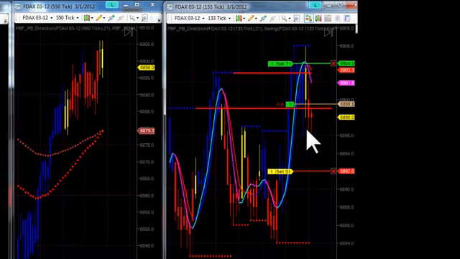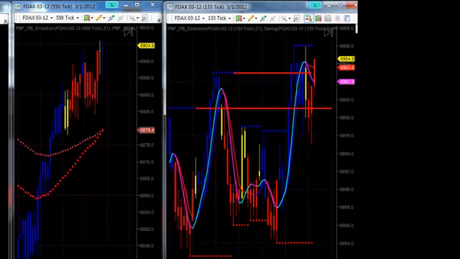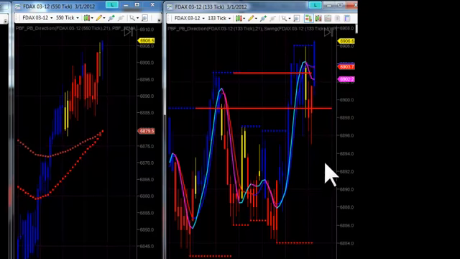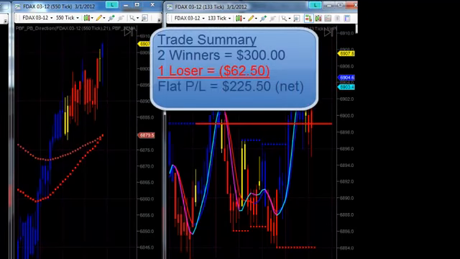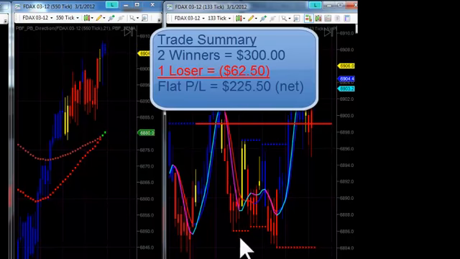Okay, we're back to minus 3 ticks on this trade. Okay, there we go, we're up. Okay, we got filled on that trade. And you can see it's taken off, but we're going to end the video here with a profit of $237.50 on 3 trades. We had 2 winners and 1 loser.